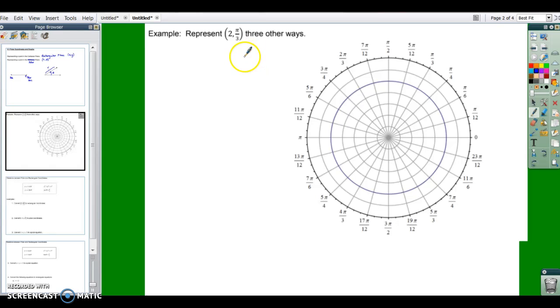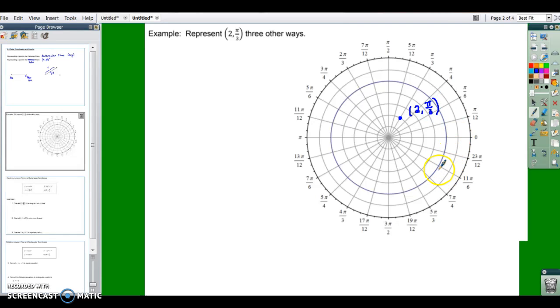So here we have the point 2 comma pi over 3, and I want to represent it in 3 different ways. So let's start with plotting the point first. We're going to look for pi over 3, which is here, and then we're going to go 2 units away on that line from the pole. So if I go out 2 units, I end up right here, and that is the point 2 comma pi over 3.